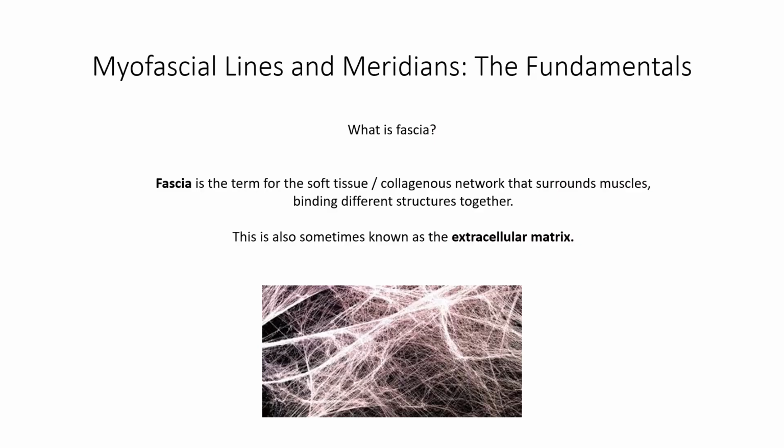Okay, so the fundamentals of fascia, what is it? You may have heard of this term quite a lot, especially in the last 5 to 10 years. It's very popular now amongst physios, any form of therapist, and it's becoming more apparent and to the forefront of things with personal trainers and fitness professionals. Fascia is the term for the soft tissue or the collagenous network that surrounds the muscles, binding the different structures together. It's sometimes known as the extracellular matrix. You can think of it as like a spider's web, kind of binding all of the structures in our body together.